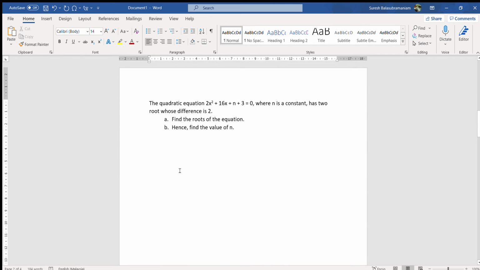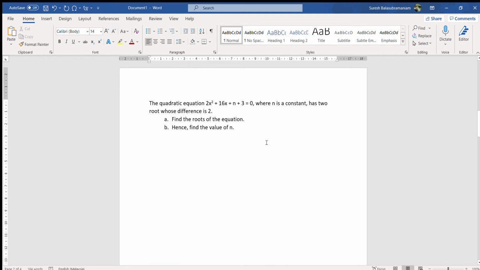The quadratic equation 2x squared plus 16x plus n plus 3 equals 0, where n is a constant, has two roots whose difference is 2. A, find the roots of the equation.